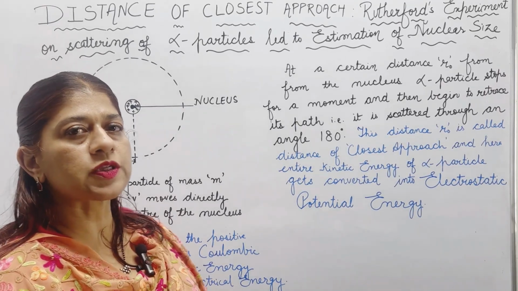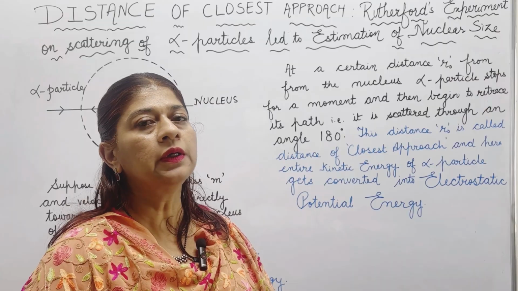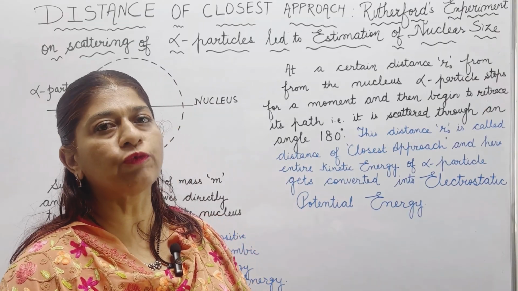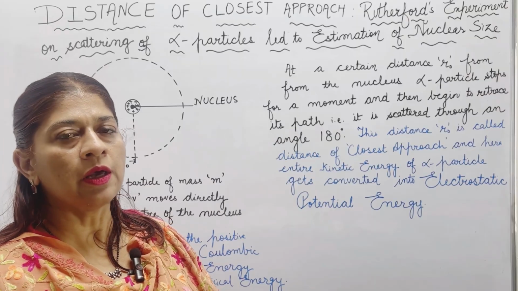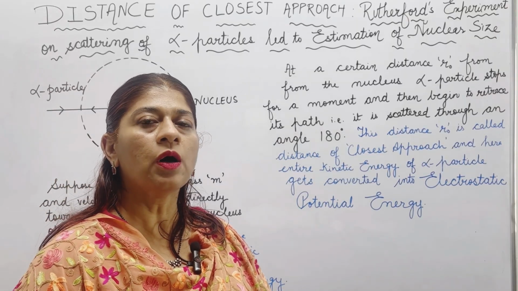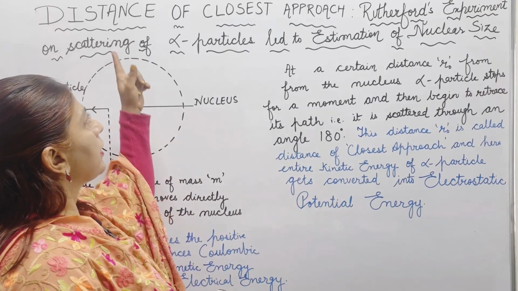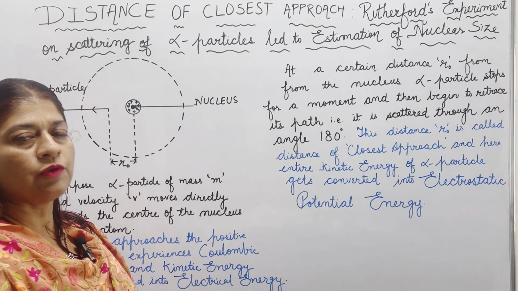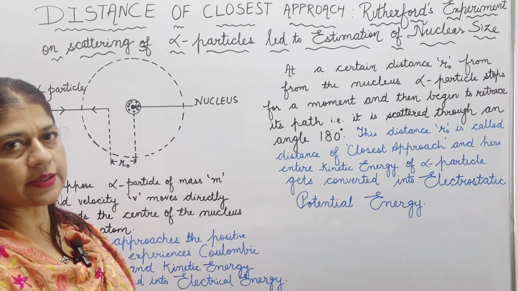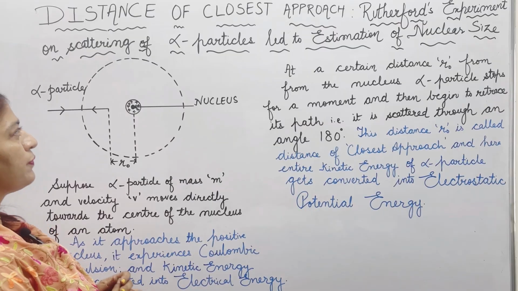In Rutherford's experiment, alpha particles are incident on a metal foil made of gold, and the scattering of those alpha particles will help us find out the size of the nucleus. And one more important concept, the distance of closest approach, will help us find the nuclear size. So first of all, we will define the distance of closest approach.